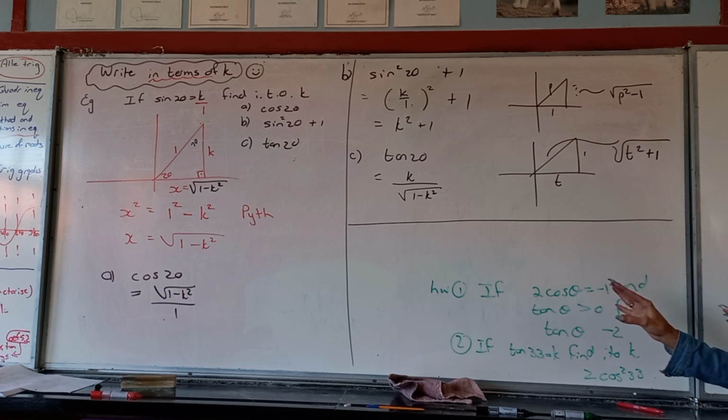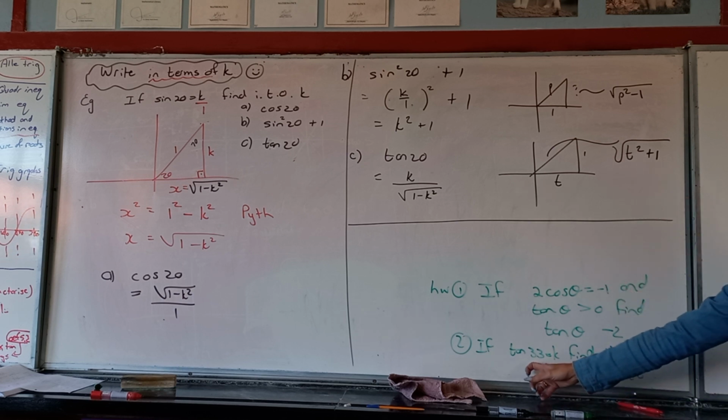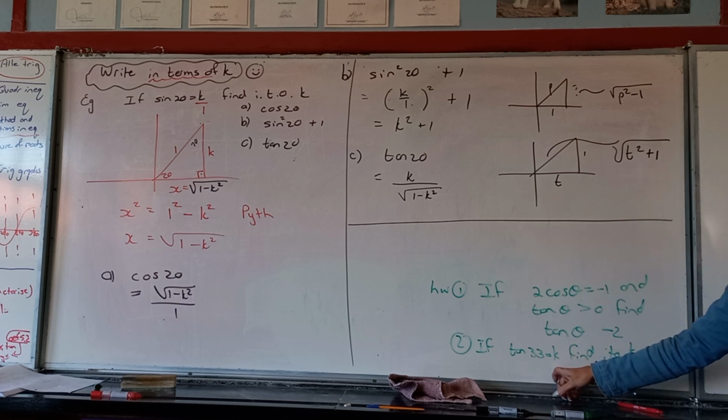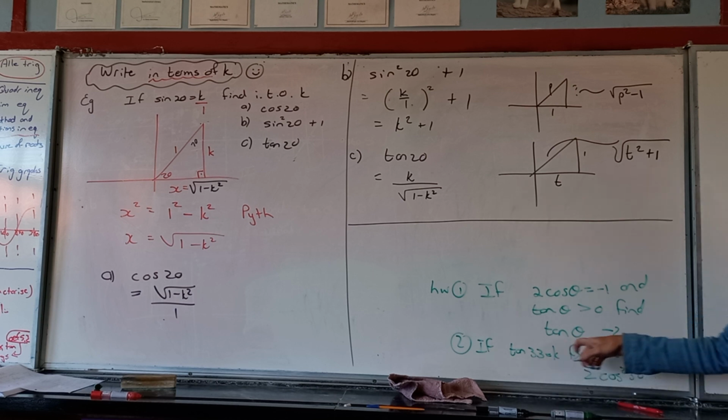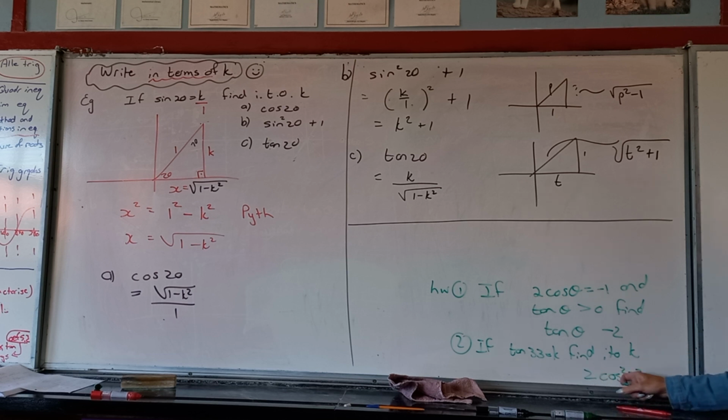Same story as always. And this one, if tan 33 or whatever was equal to k or p or t or whatever, find in terms of k. Please remember that's not an English abbreviation, it's just Mrs. van Skalkwijk's abbreviation. Find then 2 cos squared 34. No, you can't ask that. It's got to be something that you've got down in your sketch. So everything I ask here has got to be something to do with 30. Are you happy? Okay.